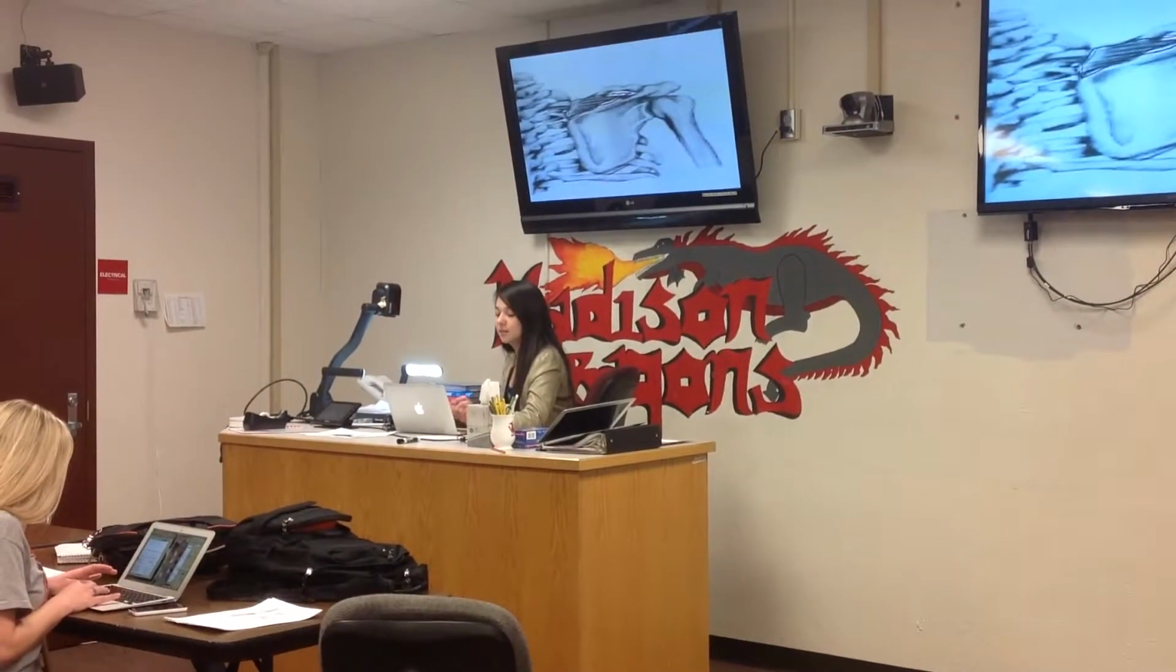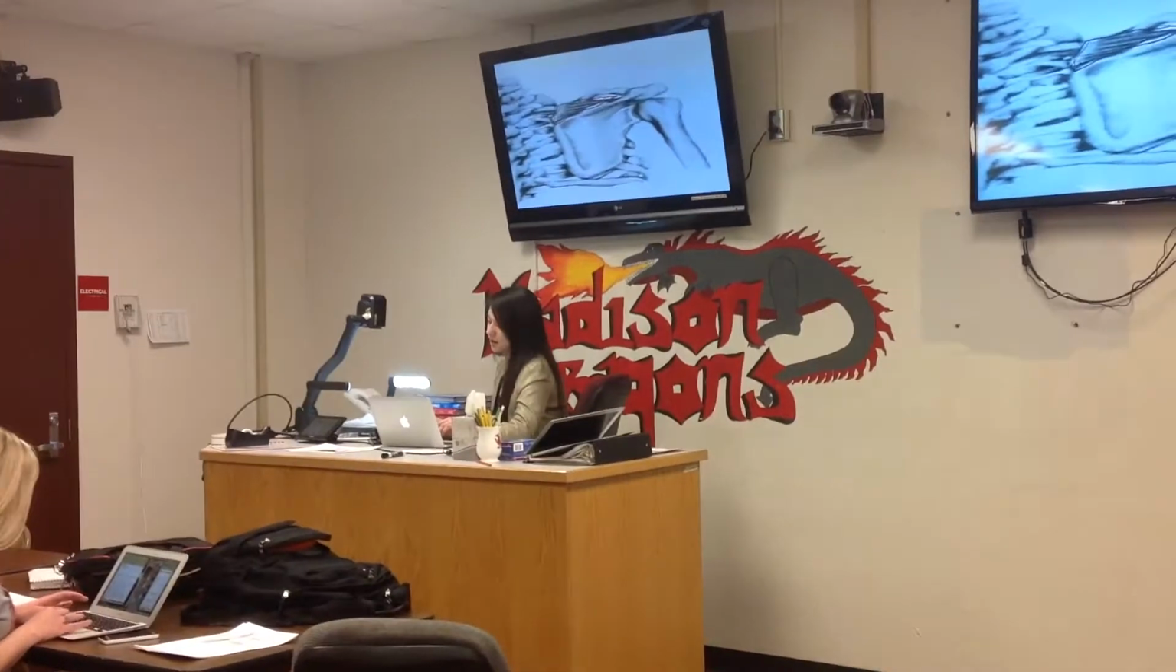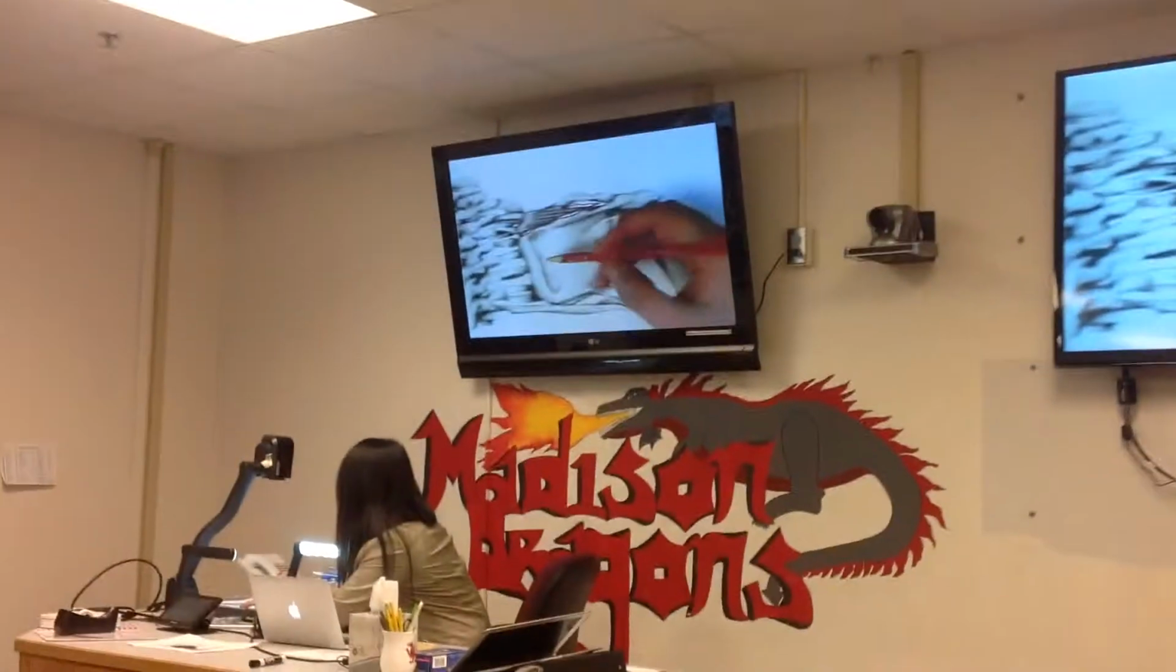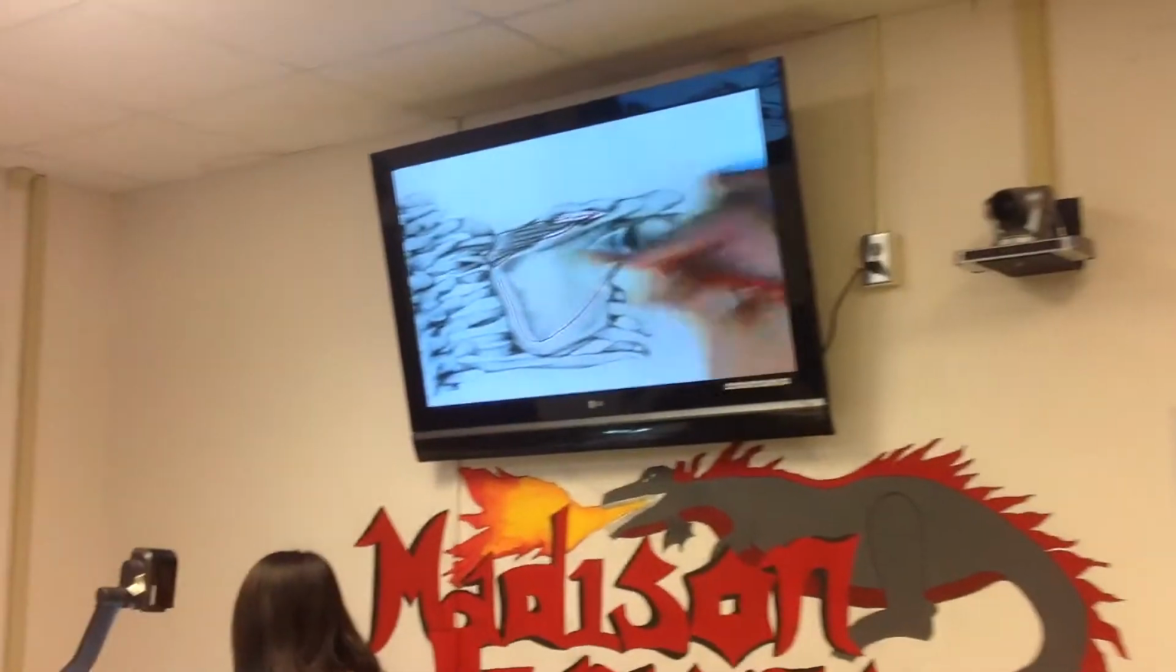And now the next muscle is the infraspinatus, and that's located in this area.